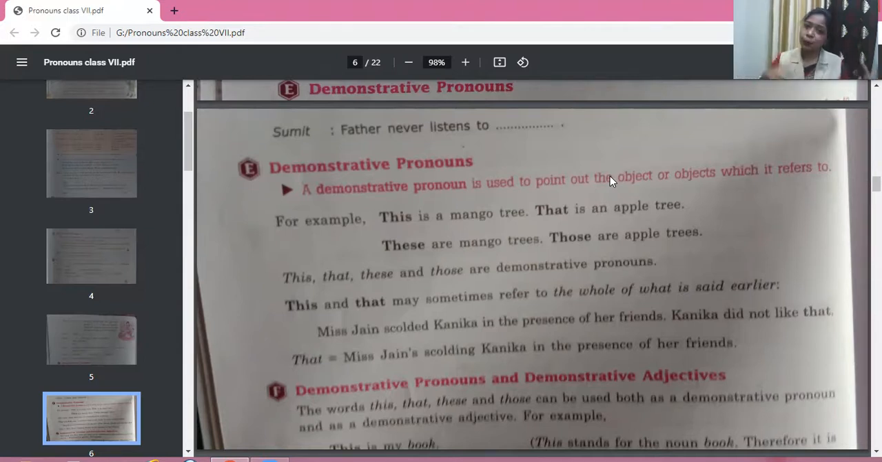Now these is the plural of this. So these books means the books more in number lying near me. And those books are the books more in number and they are lying at a distance. So that is the concept. This, that, these, those. These are demonstrative pronouns. Now, one more thing. With this, that, these, those, such can also be a demonstrative pronoun. When we say such are the people, we are pointing out to some particular people, then such also is a demonstrative pronoun. Got it?